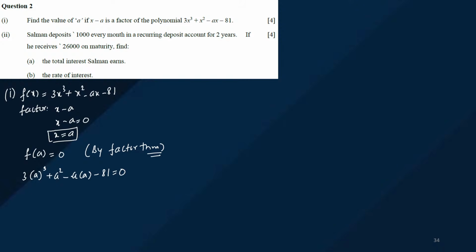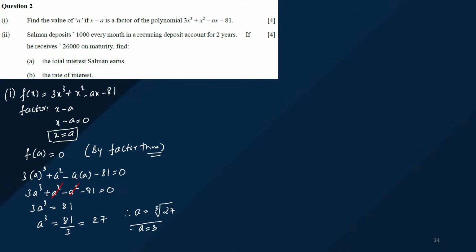Okay, so I'm going to get that much, right? Please let me know what doubts you have, children. So 3a cube plus a square minus a square minus 81 is equal to 0. Here you can see this a square and this a square will get cancelled. So 3a cube is equal to 81. Therefore a cube is equal to 81 by 3, that is nothing but 27. So a is equal to cube root of 27, that is a is equal to 3.